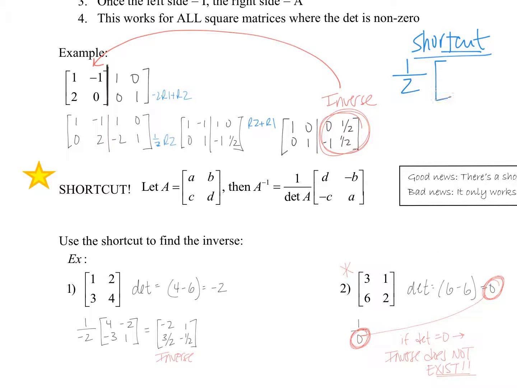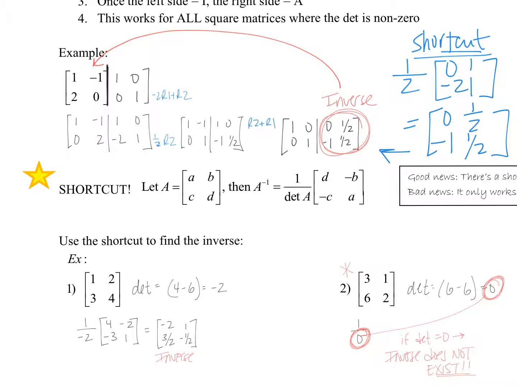So 1/2. And then remember, these two numbers switch, so that becomes 0 and 1 instead of 1 and 0. And these two numbers stay where they are, they just become the opposite sign of whatever they are. So that's going to be a positive 1, this is going to be a negative 2. So 1, negative 2. And then just distribute the 1/2 in. So I get 0, 1/2, negative 1, 1/2. And boom, that's the same exact answer.